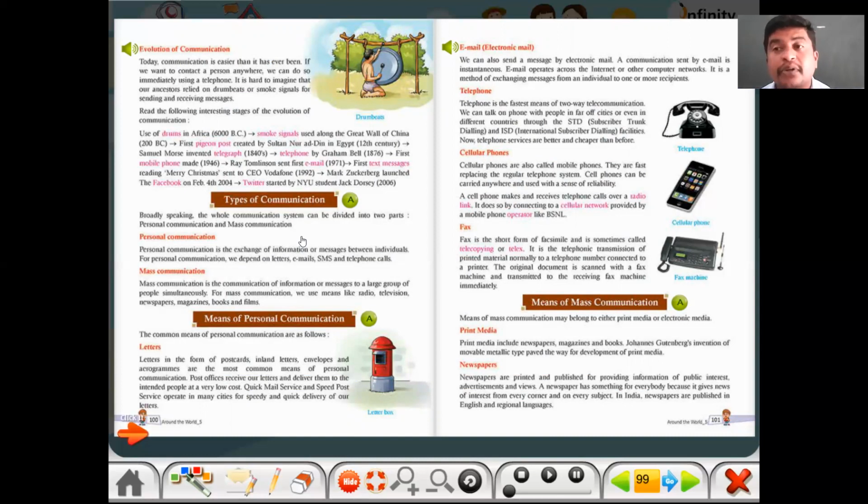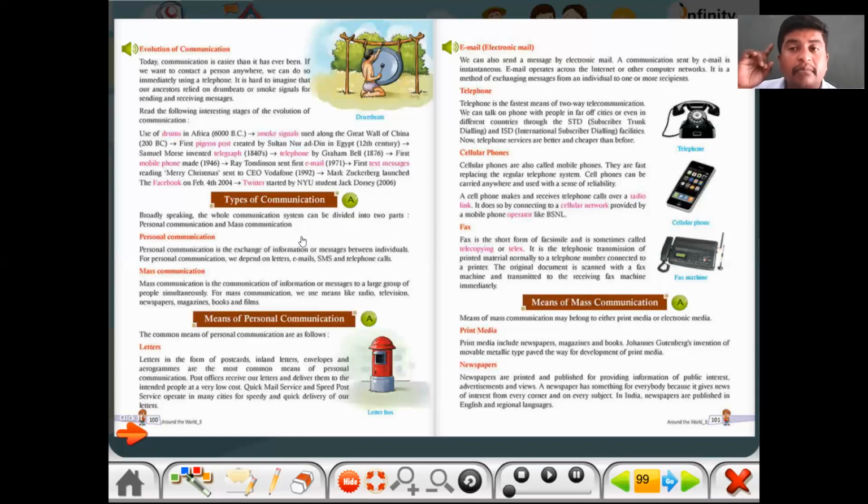It depends upon your impressive writing words. How to impress your teacher by your words? To do that, you must have a bunch of letters. Letters in the form of postal cards, inland letters, envelope letters. Okay? Yes, these are all the most common means of personal communication.